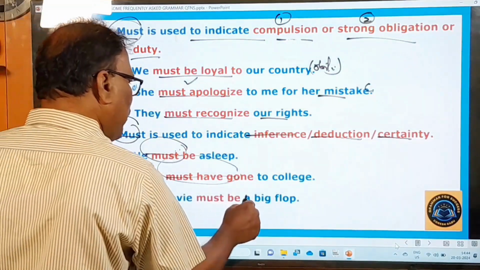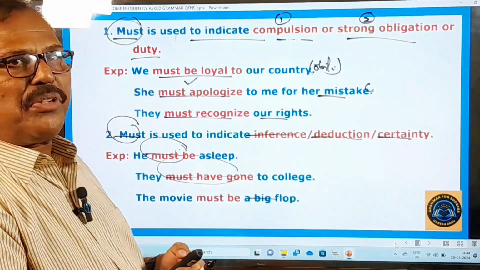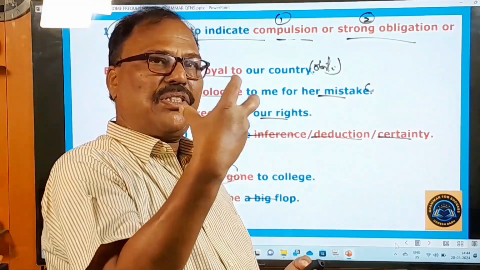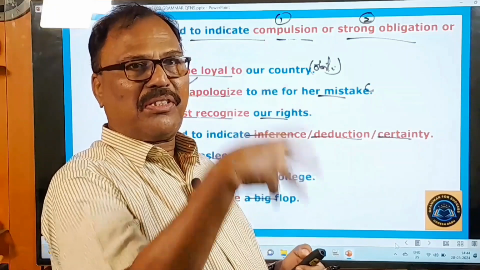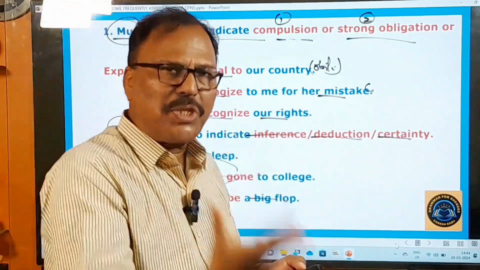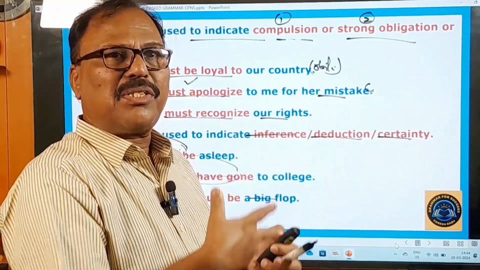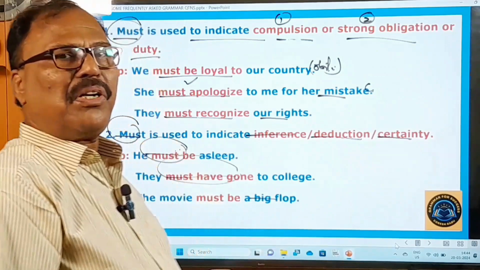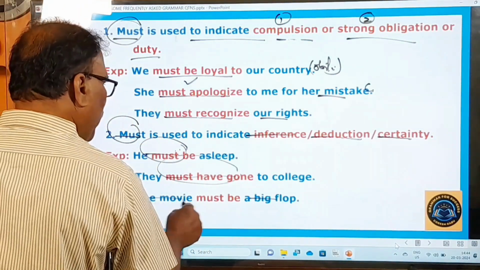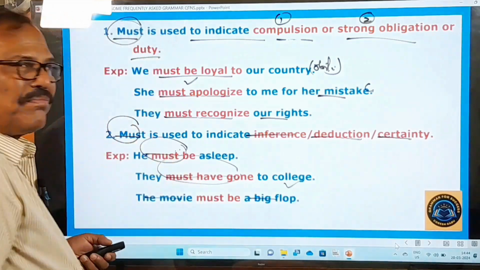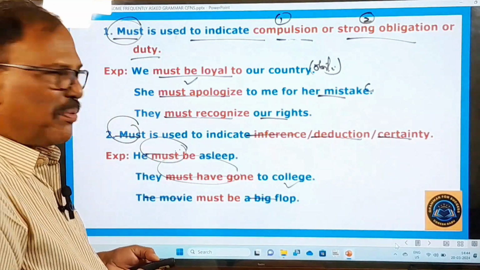Movie must be a big flop. Suppose you have gone to a theater to watch that film. Some film is being run in that theater, and you have gone to the theater, and there was not much public at the theater. There is no rush at all. Then what do you deduce? What do you infer? You infer that the movie must be a big flop. So you are using must.